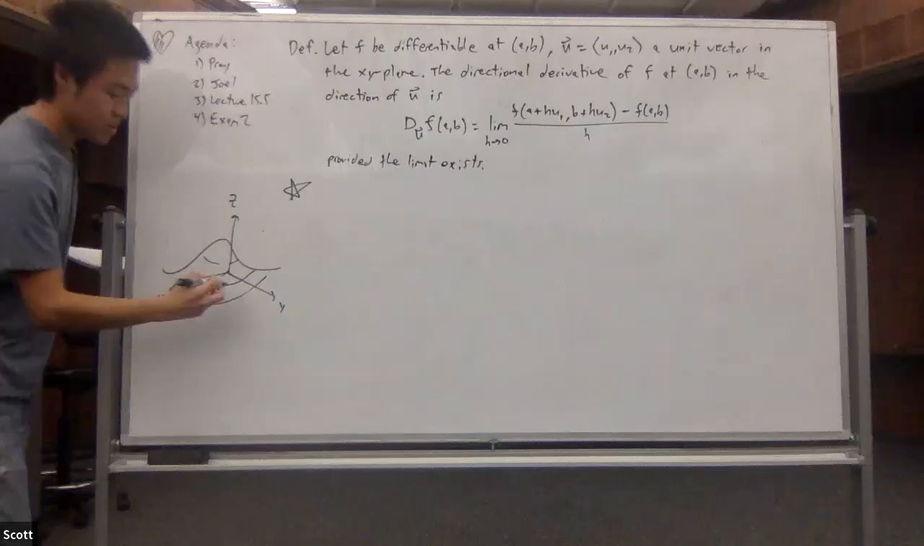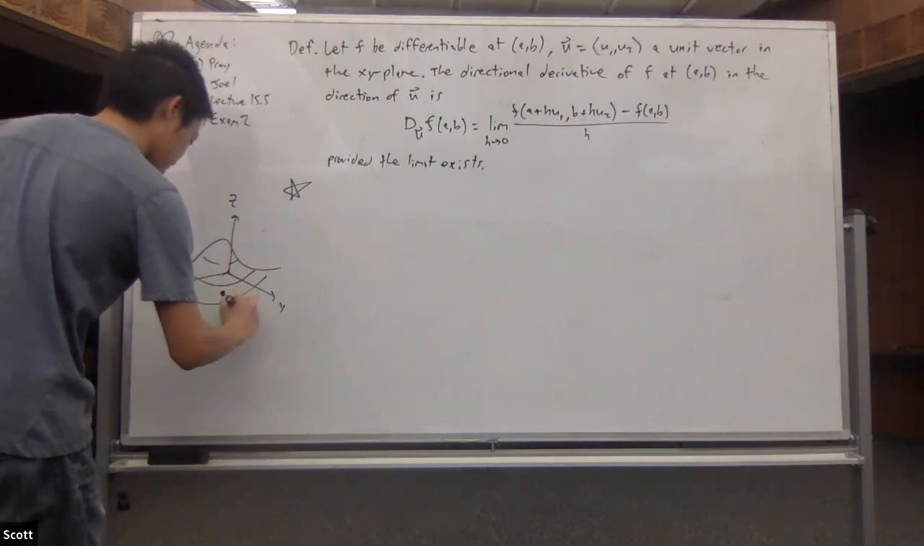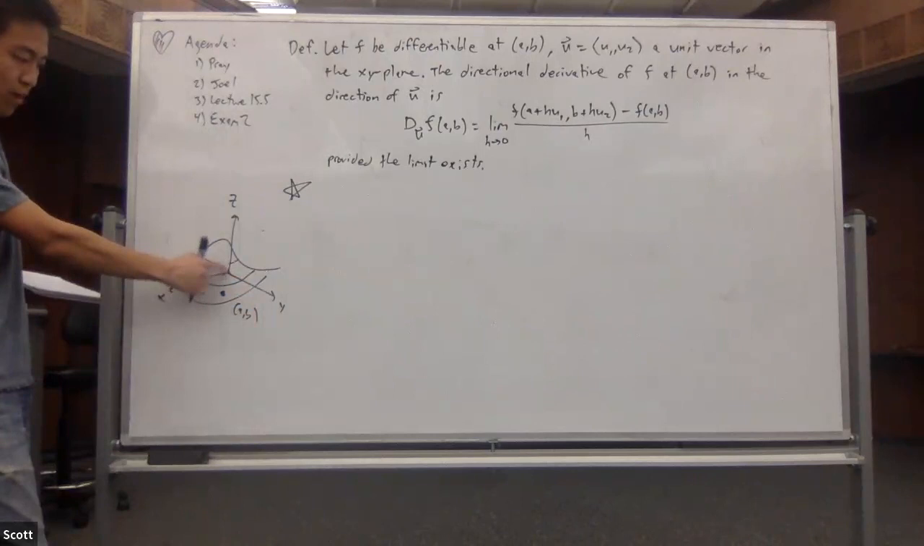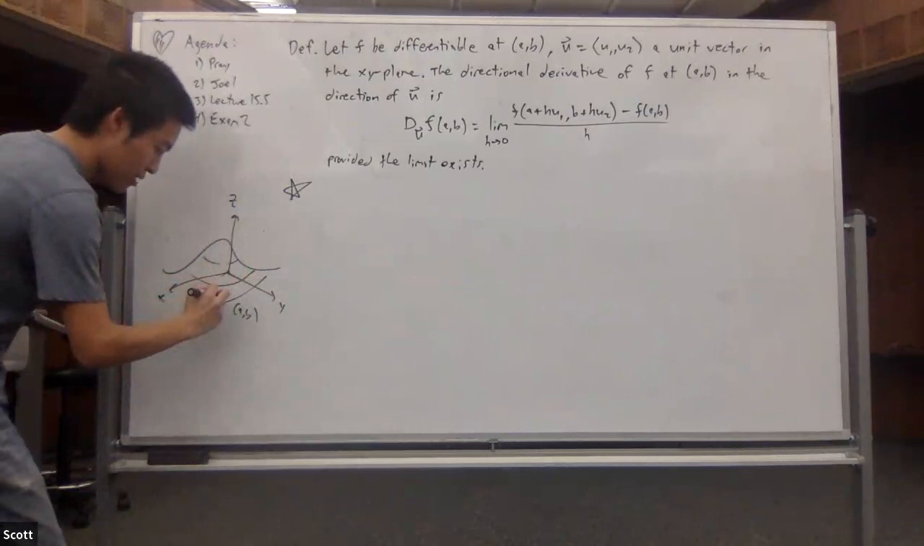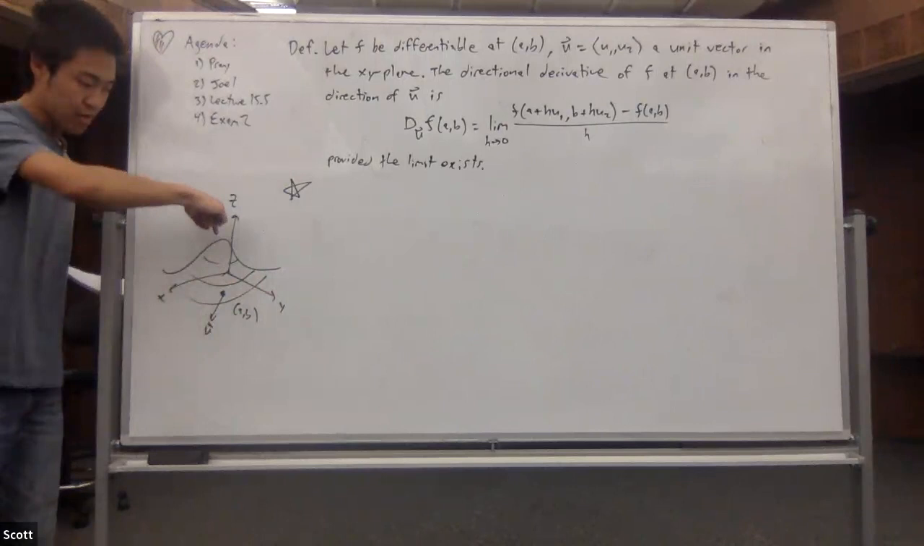And so if I'm at some input point a, b, I don't want to know just the generic way that the surface is changing if I'm locked specifically onto this axis or this axis. What if I want to go somewhere in the middle? So what if I want to know how it's going down the slope this way?